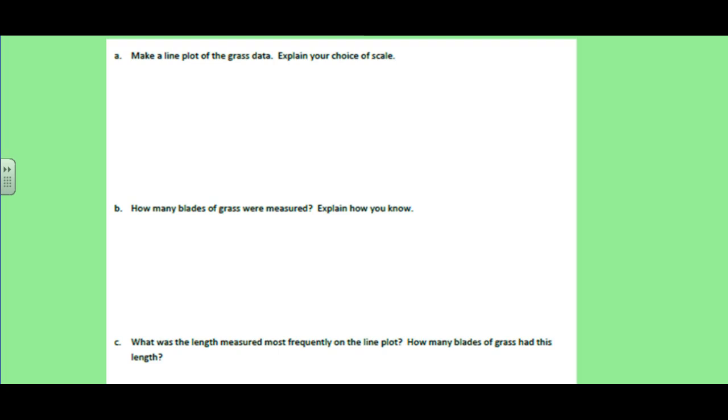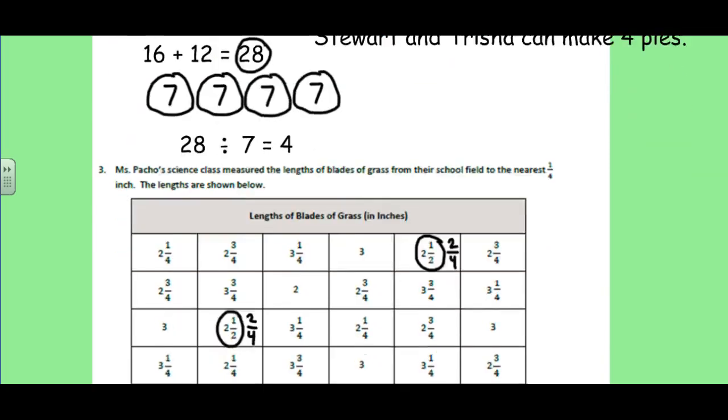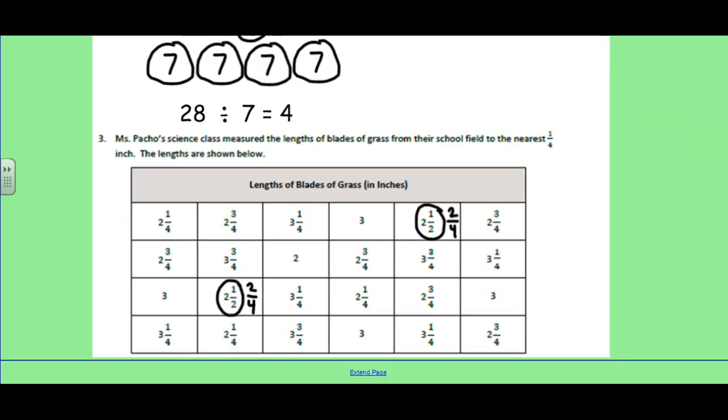This for part A says make a line plot of the grass data and explain your choice of scale. I'm going to cross out the explain your choice of scale because we all know that we're going to be labeling it with fourths, because that's all that we see over here on the actual chart. So this right here doesn't give you a line, but you know with a line plot you got to start with your smallest number, and the last number on your line plot is going to be the largest number. And since these are all fourths, you know you're going to have 1/4 and 2/4 and 3/4, and then you're going to have to keep putting that in between each whole number. So first thing that you need to do is find the smallest number because that's where you're going to be starting on your line plot.